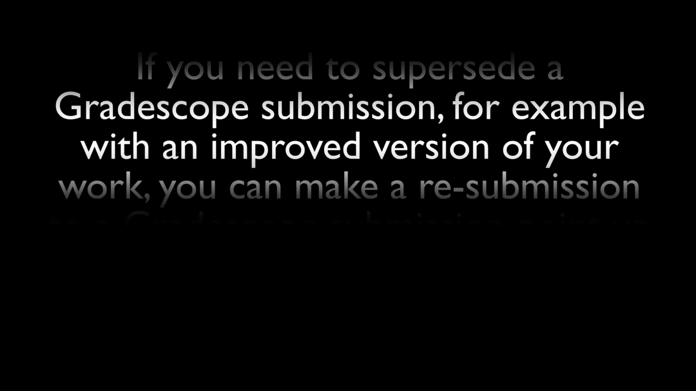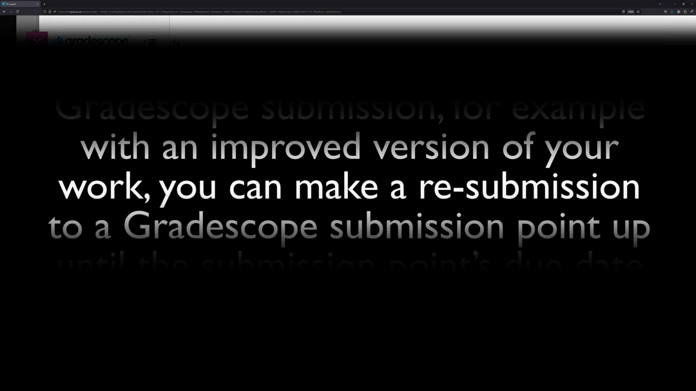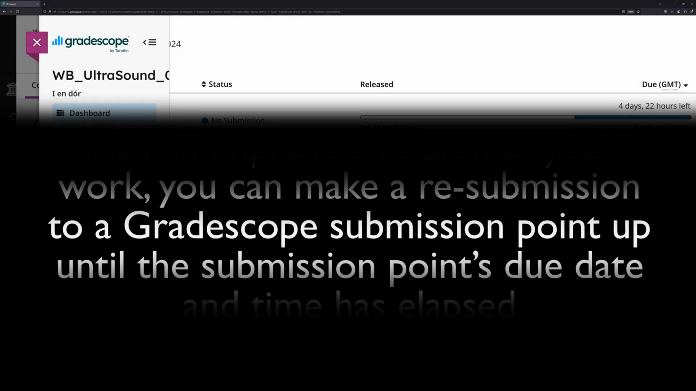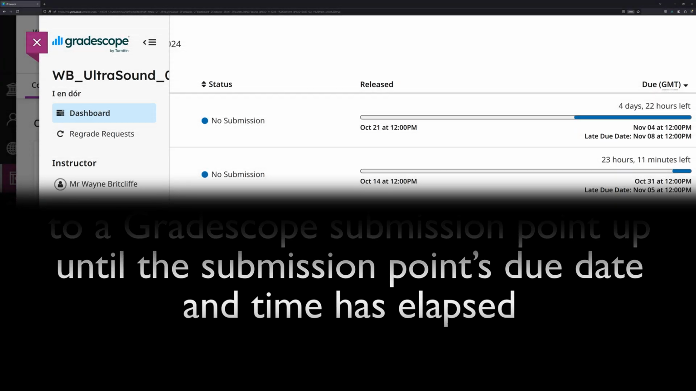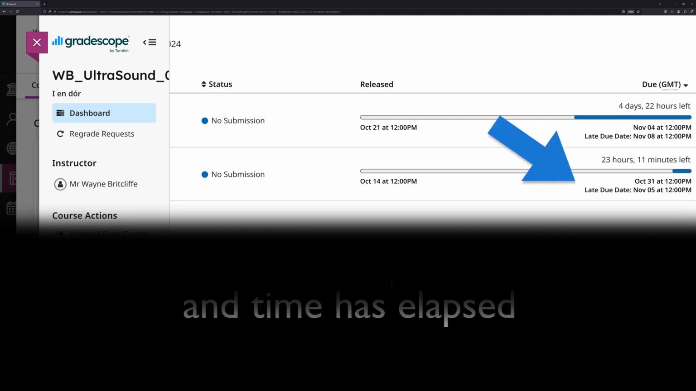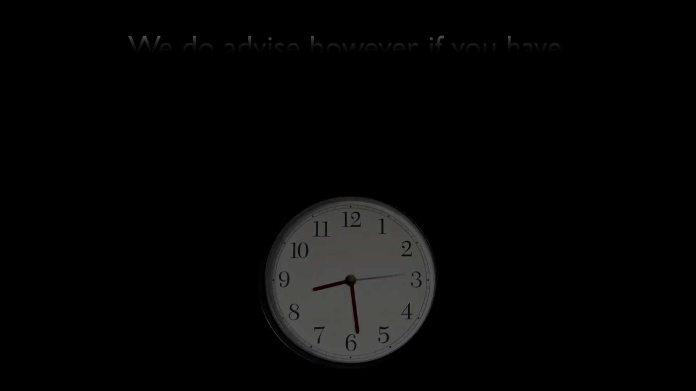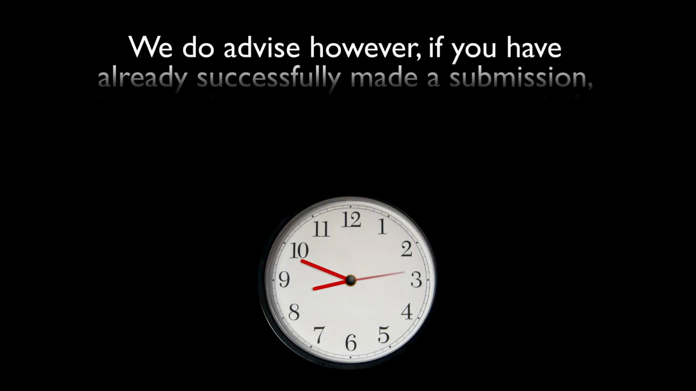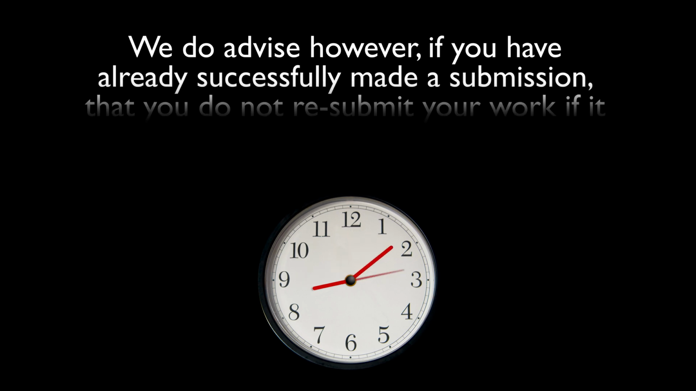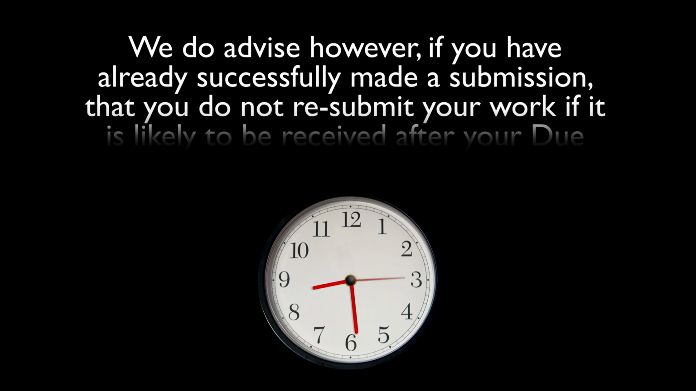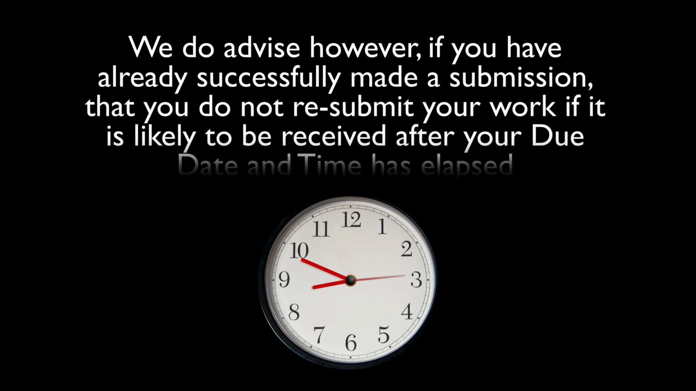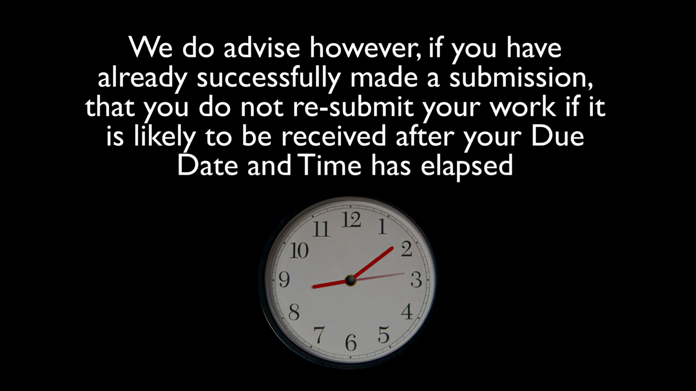If you need to supersede a Gradescope submission, for example with an improved version of your work, you can make a resubmission to a Gradescope submission point up until the submission point's due date and time has elapsed. If a late due date and time has been set, then you will be able to submit until this date and time. We do advise, however, if you have already successfully made a submission, that you do not resubmit your work if it is likely to be received after your due date and time has elapsed.